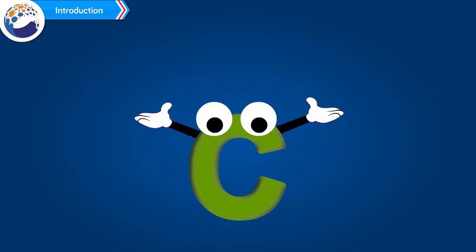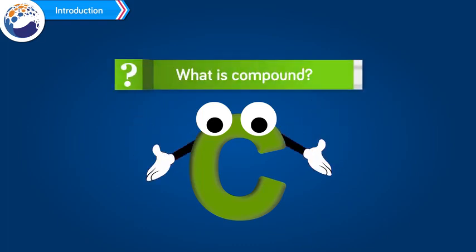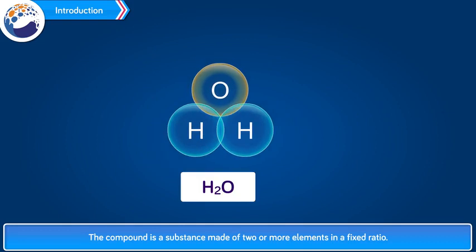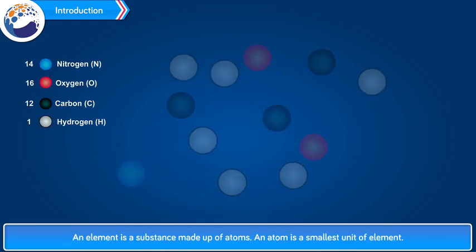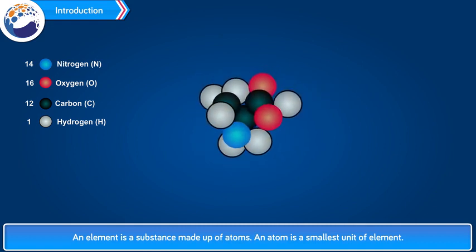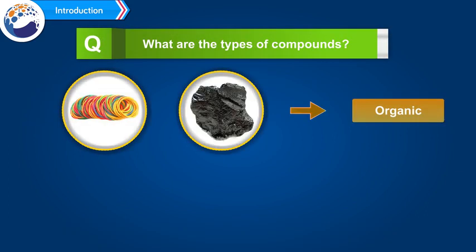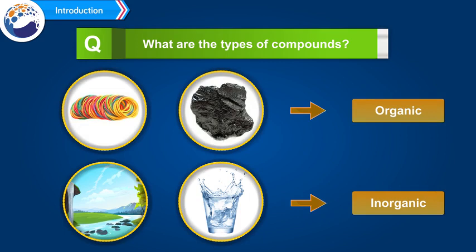Carbon compounds. What is a compound? A compound is a substance made of two or more elements in a fixed ratio. An element is a substance made up of atoms. An atom is the smallest unit of an element. What are the types of compounds? Organic and inorganic compounds are the two main types of compounds.